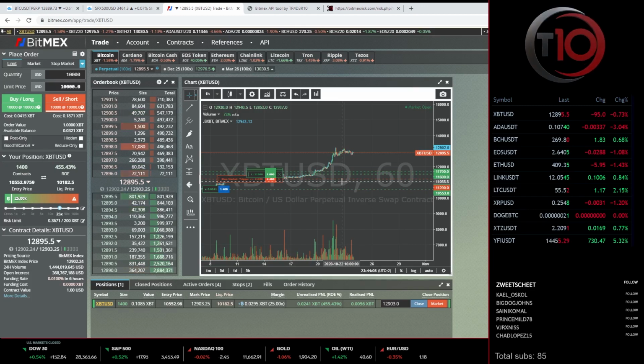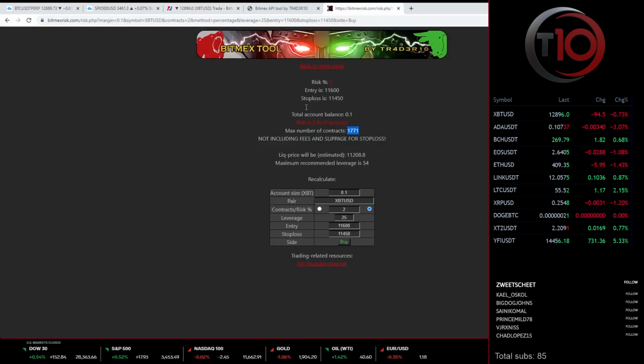Don't use cross. They are saying that the experienced user can use cross, but you don't need to use cross, and there are drawbacks with it. You are risking more. What if your internet is disconnecting just when you're changing your orders? So yeah, use isolated leverage. And the BitMEX tool, and this one, will actually show you the maximum leverage you can use.